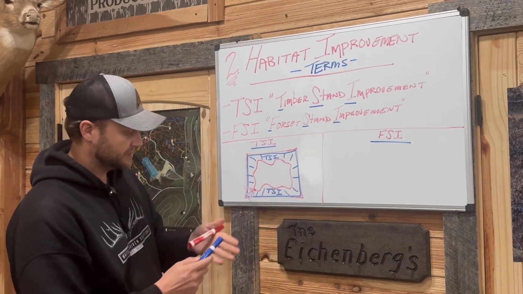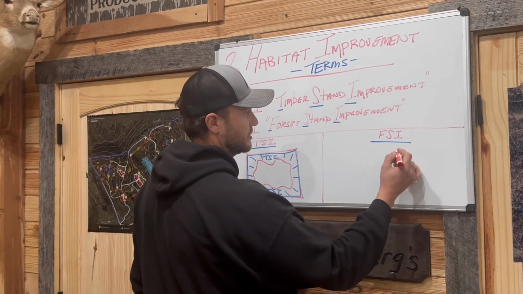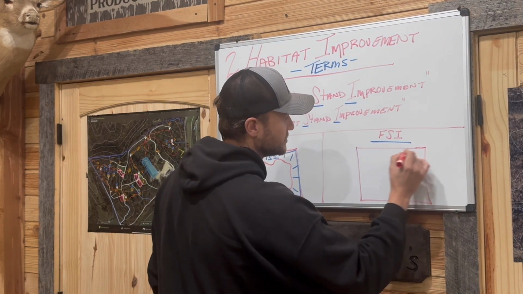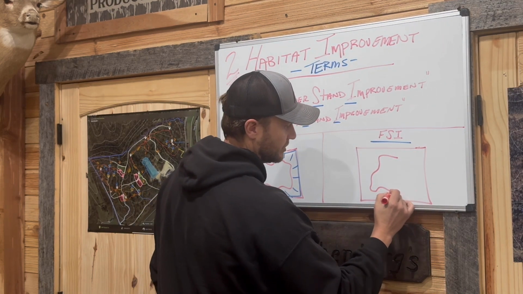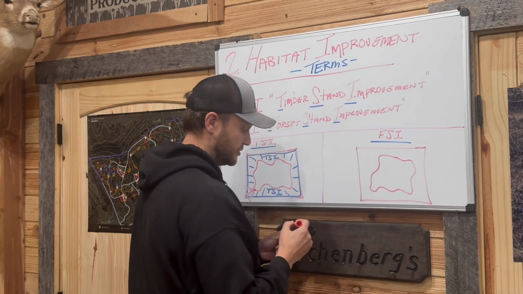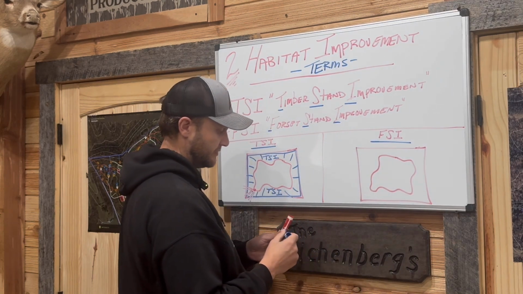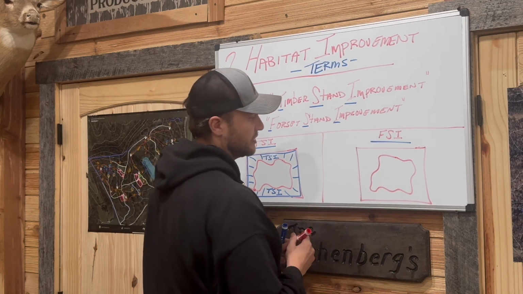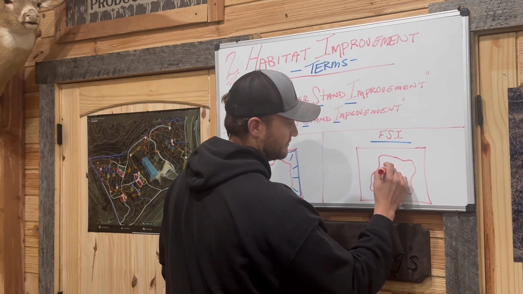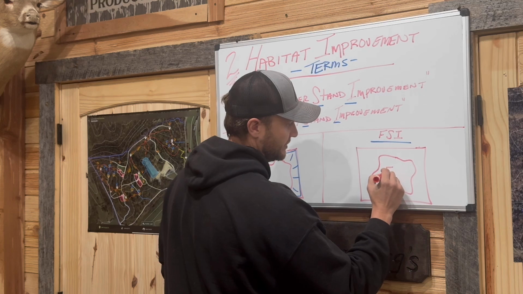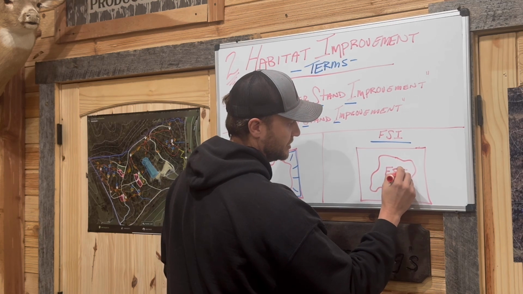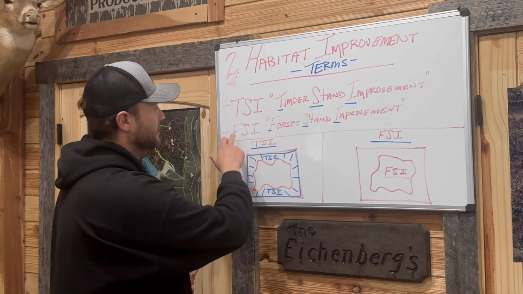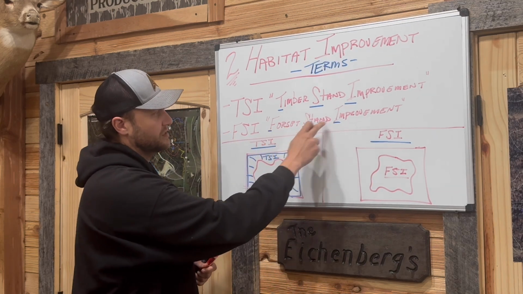Now, we're going to take this same thing, guys, and flip it over to FSI. We're going to take the same 40, the same layout all the way around the property with our promoted line of travel. Now what we have is this rim that we talked about with TSI. Now we're going to talk about FSI, forest stand improvement.